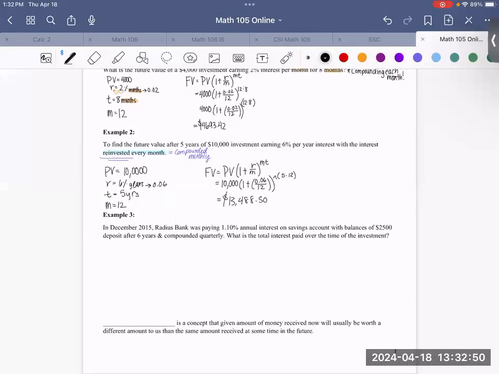And there you go. Right, I would suggest if you haven't paused on the last two, pause it here, work it out, see if you can try it in your calculator. It says in December 2015, Radius Bank was paying 1.10% annual interest on a savings account with a balance of $2,500 deposited 6 years and compounded quarterly. What is the total interest paid over the lifetime of its investment?